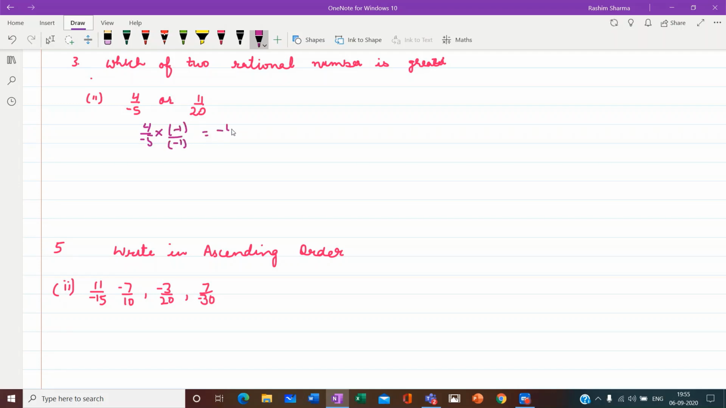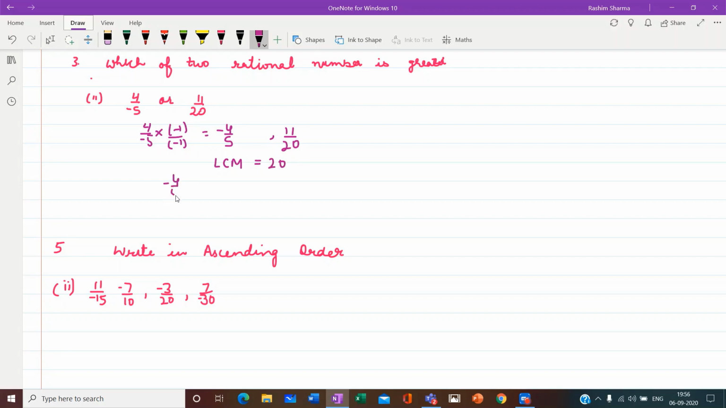So we get here minus 4 on 5. Second number is 11 on 20. It is already positive. Now when we take their LCM, the LCM of 5 and 20 will be 20 only.